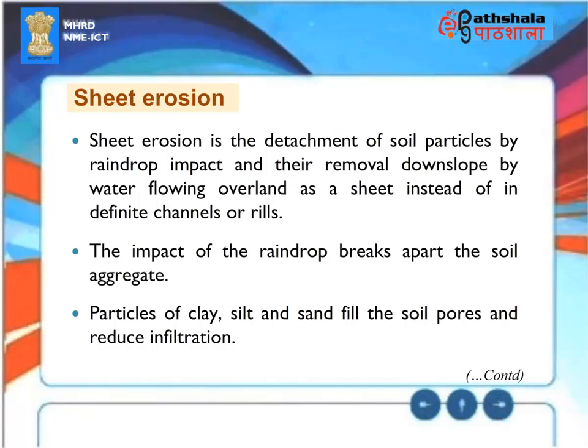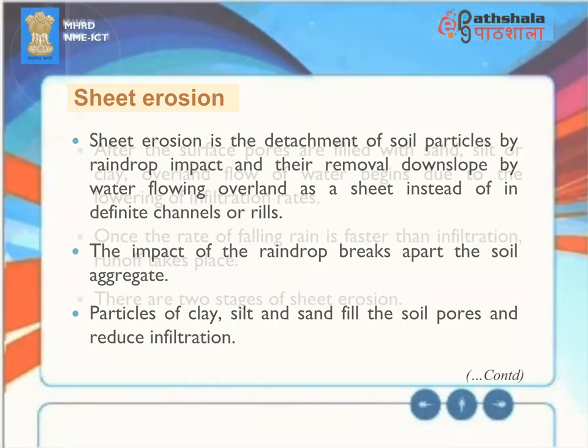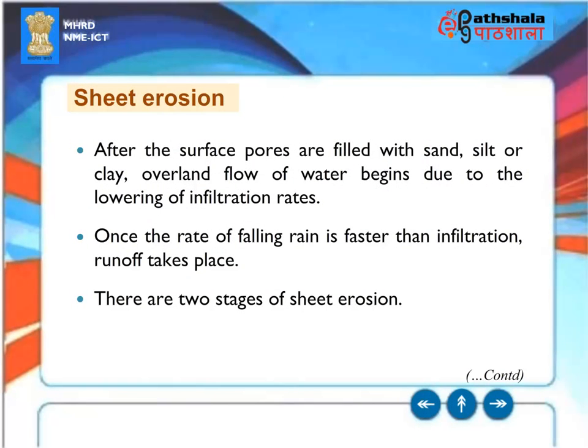Sheet erosion is the detachment of soil particles by raindrop impact and their removal downslope by water flowing overland as a sheet instead of in definite channels or rills. The impact of the raindrop breaks apart the soil aggregate. Particles of clay, silt, and sand fill the soil pores and reduce infiltration. After the surface pores are filled with sand, silt, or clay, overland flow of water begins due to the lowering of infiltration rates. Once the rate of falling rain is faster than infiltration, runoff takes place.